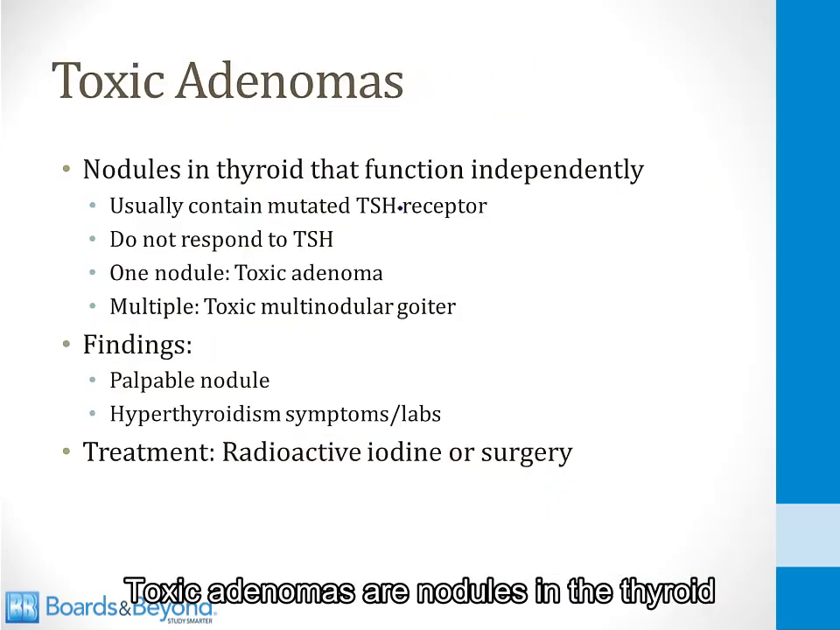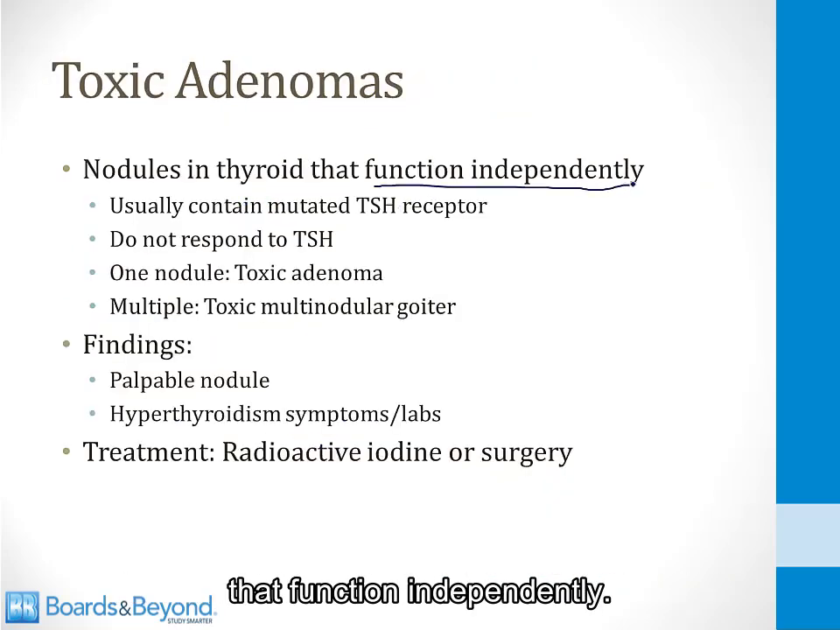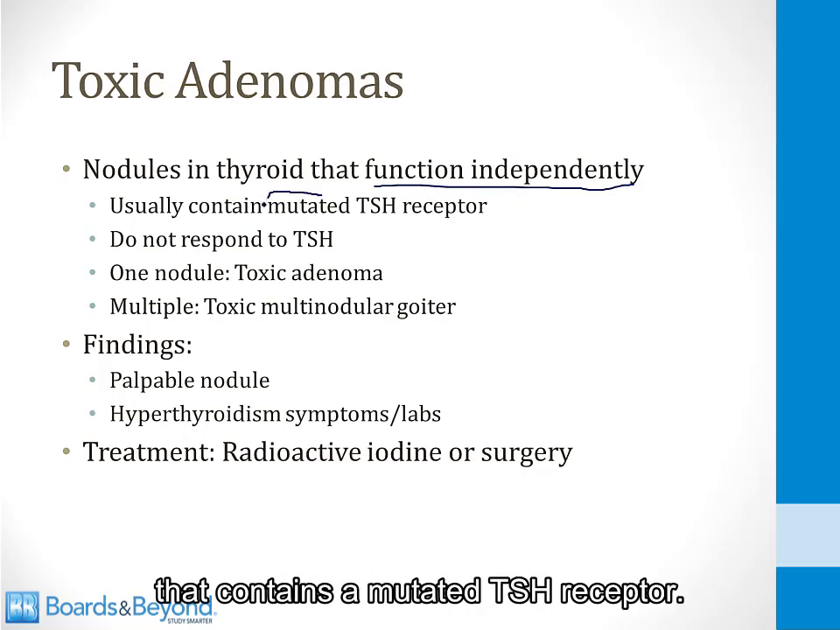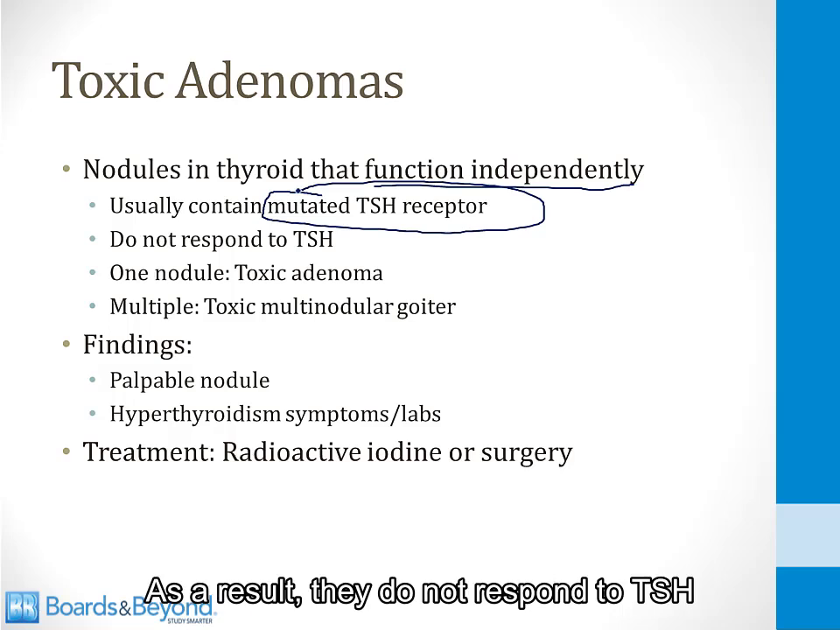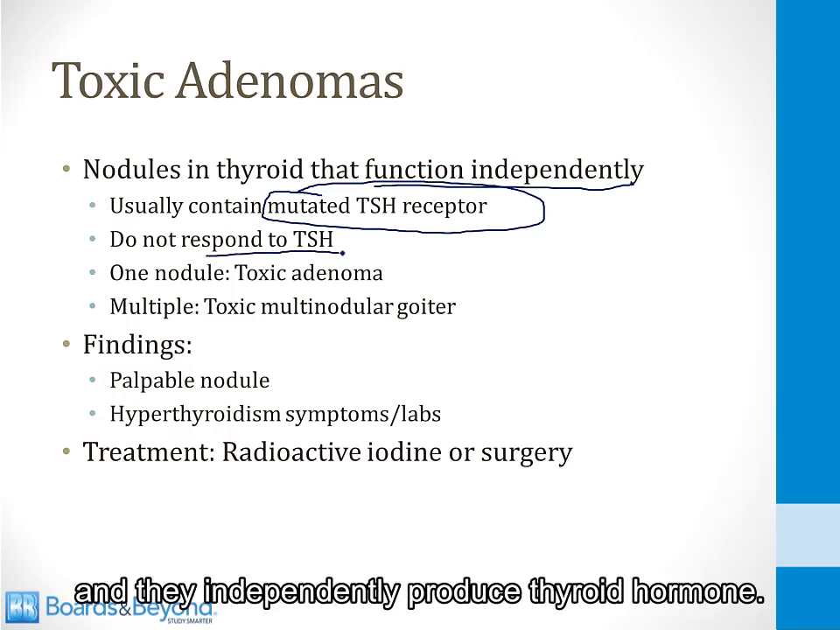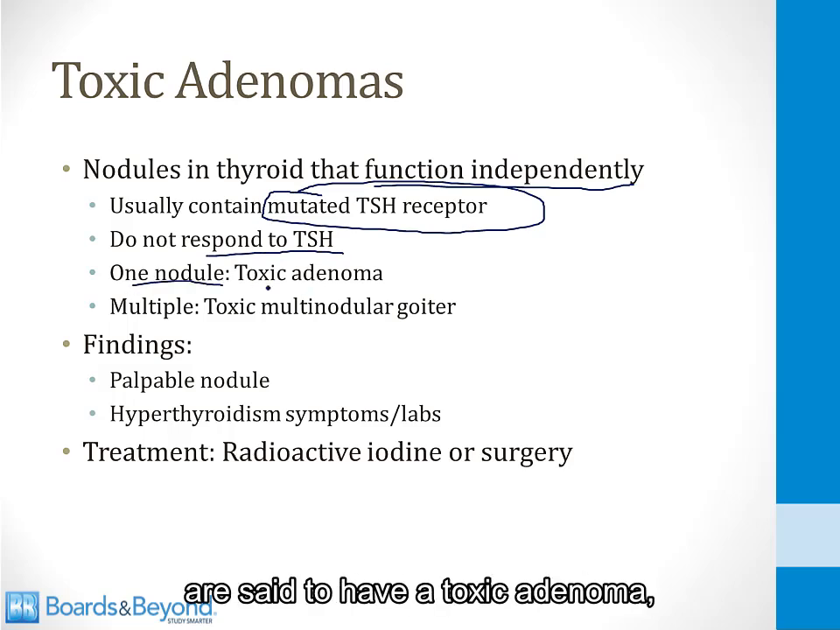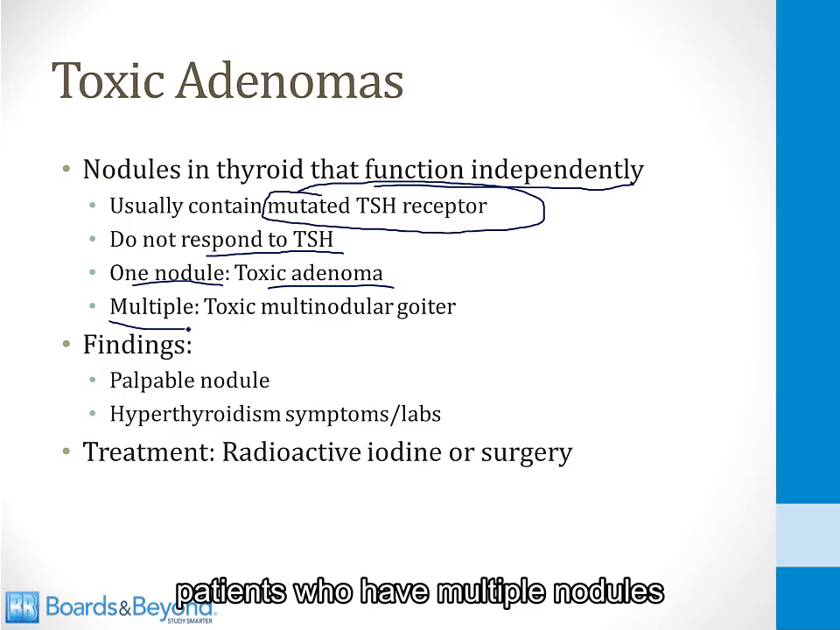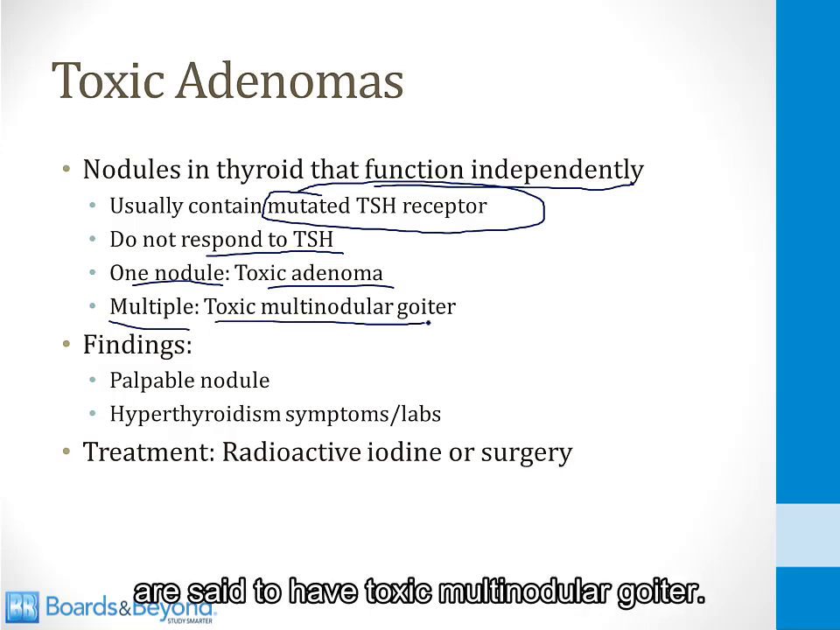Toxic adenomas are nodules in the thyroid that function independently. Usually they have tissue that contains a mutated TSH receptor. As a result, they do not respond to TSH and they independently produce thyroid hormone. Patients who have one nodule are said to have a toxic adenoma. Patients who have multiple nodules are said to have toxic multinodular goiter.